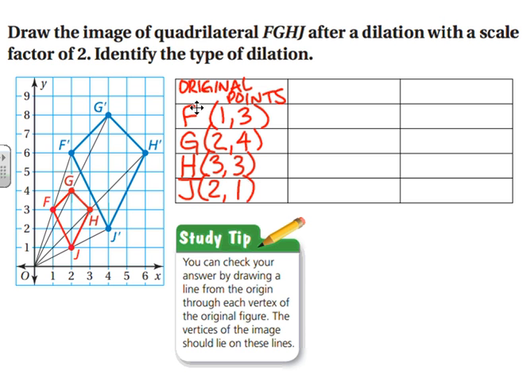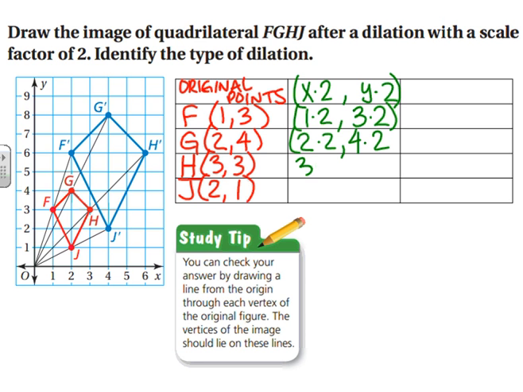Okay, in the second column, I'm going to calculate the dilation. So I'm going to do x times 2 and y times 2. Okay, so point F would be 1 times 2, 3 times 2, G is 2 times 2, 4 times 2, H is 3 times 2, 3 times 2, and finally J is 2 times 2 and 1 times 2. And then in the final column, I'm going to do the new points.